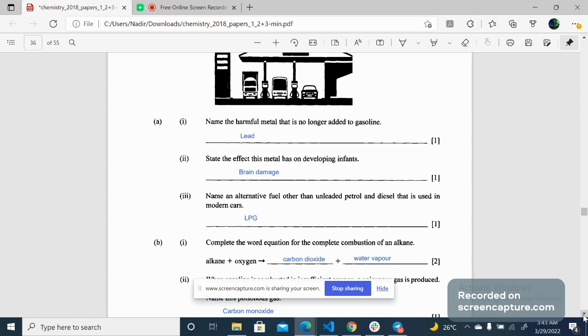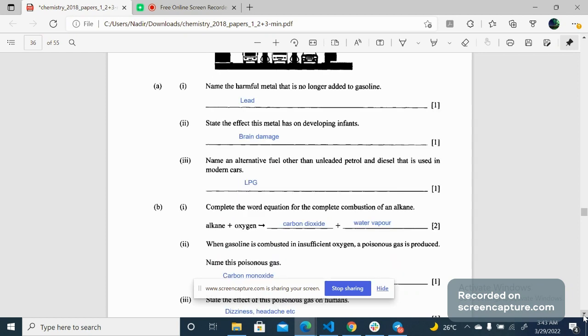Okay, and part 3 is we need to name an alternative for unleaded petrol and diesel that is used in modern vehicles. Liquid petroleum gas, or LPG for short, is one of the commonly used alternatives.